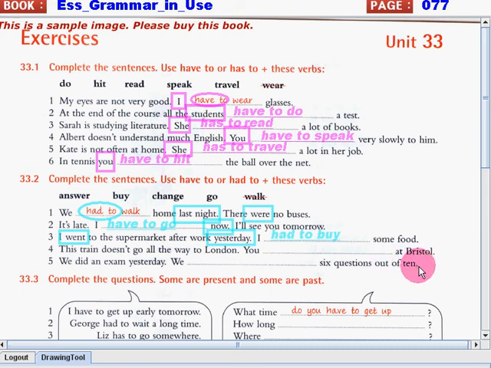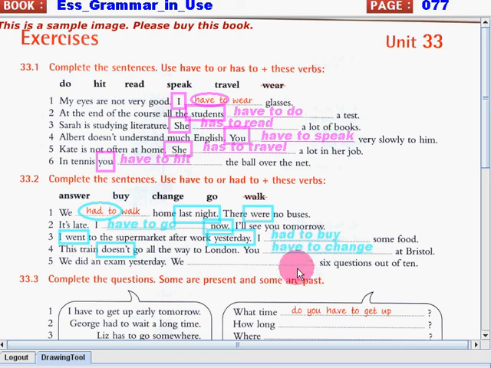Next, this train doesn't go all the way to London. You blank at Bristol. So here we have the verb does not. This is a negative present tense verb. So of course, we know that here we have to use present tense also. Have to, because our subject is you. You have to. What do you think is our verb? We have to change the train at Bristol.